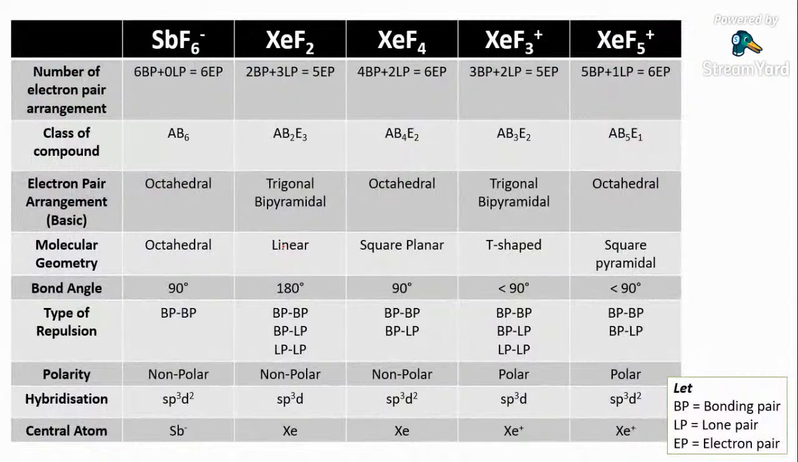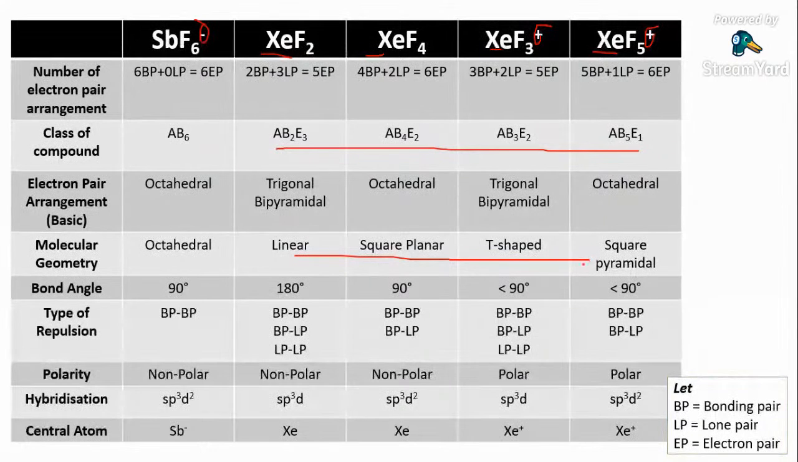So now let's check. I showed you 5 examples already. One with negative charge, 2 with positive charge. Even though these 4 have the same central atom, the electron pairs are 6, 5, 6, and all with different numbers of bonding pairs and lone pairs. When they have different bonding pairs and lone pairs, the electron pair arrangement and the molecular geometry are totally different. So you have to take note now.